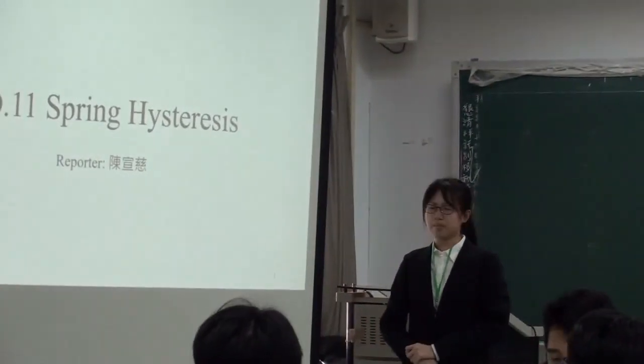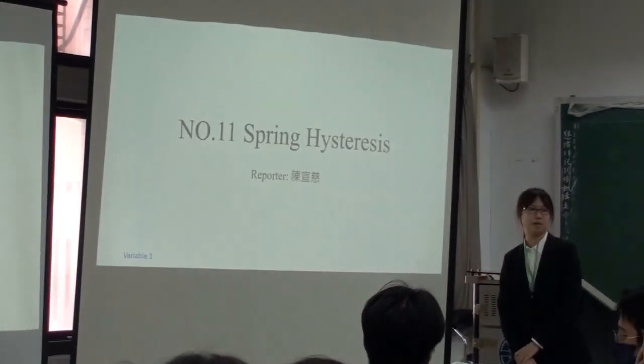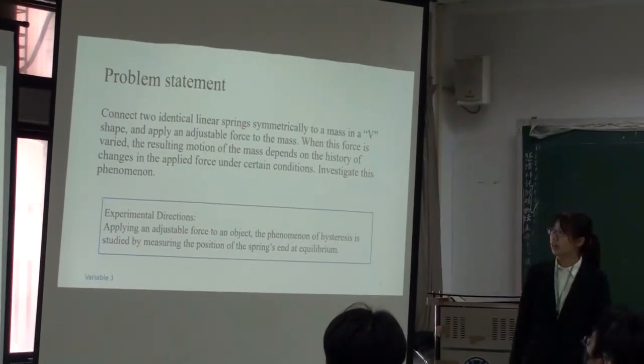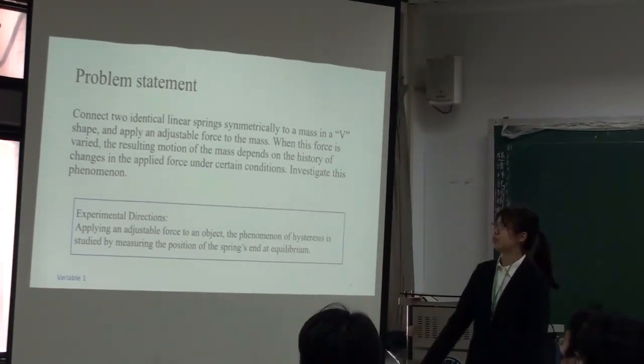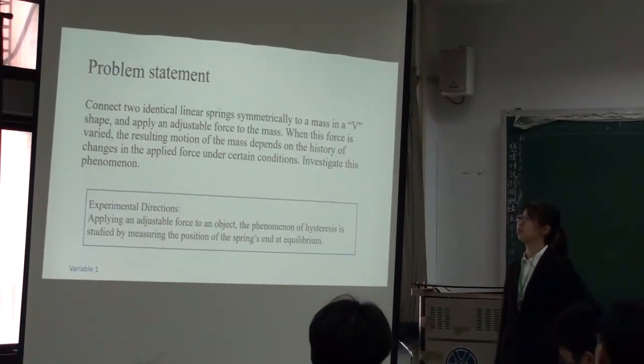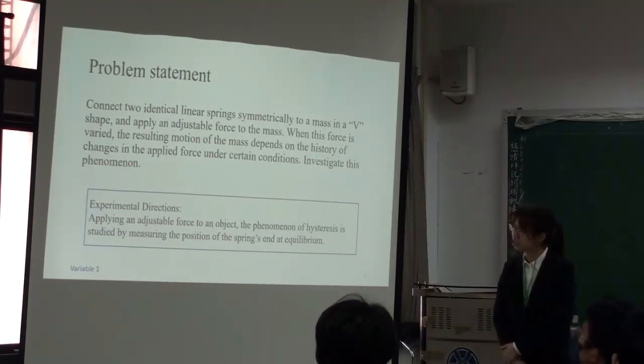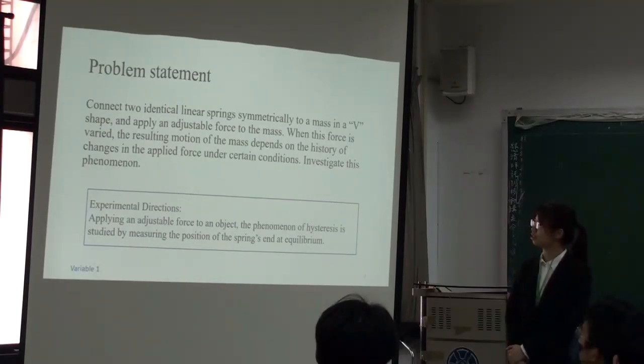Hi everyone. Today I'm going to report question number 11, screen hysteresis. I'm the reporter from variable 1, Chen Xuanzi. And here's the problem statement. We connect two identical linear screens symmetrically to a mass in a V shape and apply an adjustable force to the mass. When this force is varied, the resulting motion of the mass depends on the history of the changes in applied force under certain conditions.